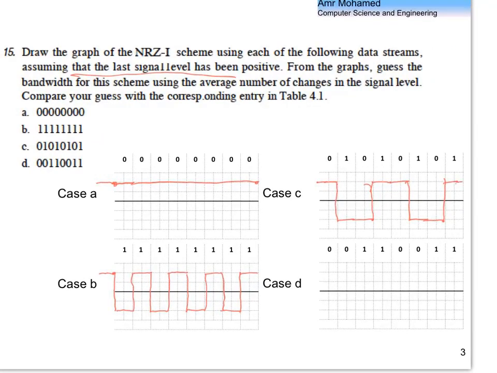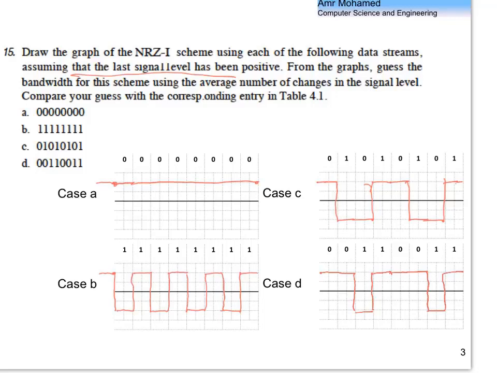For the next case, for 0 we stay positive, then we go negative, and then we go positive, and then we go straight, straight, and then we go negative, we go positive. So remember, the 1 indicates that we have to toggle the level. The 0 indicates that we keep the level as is.